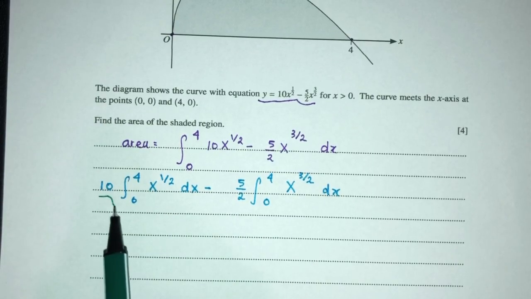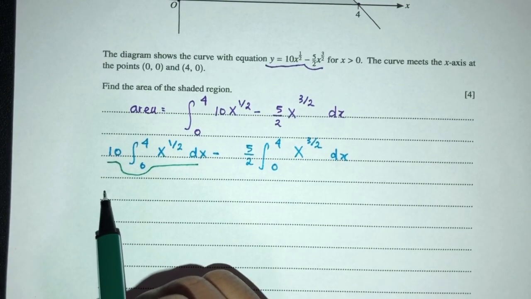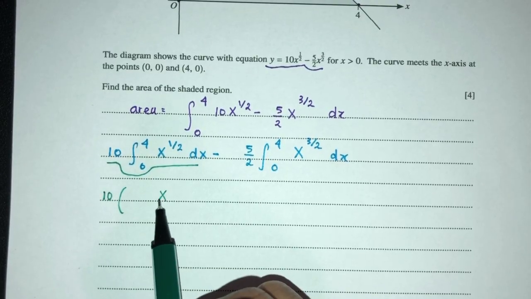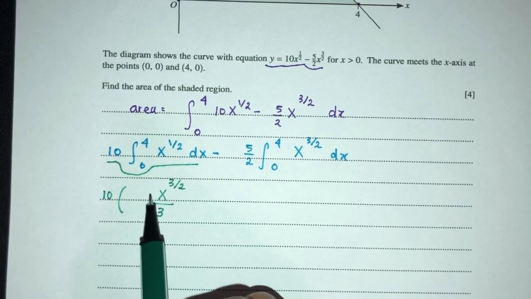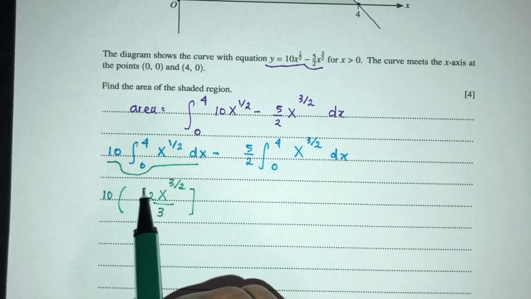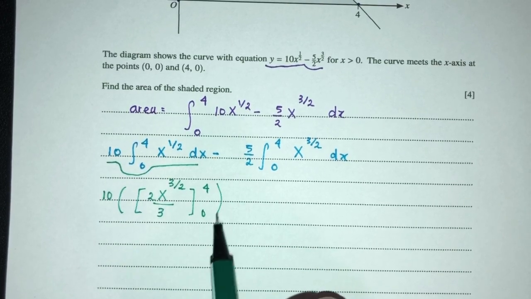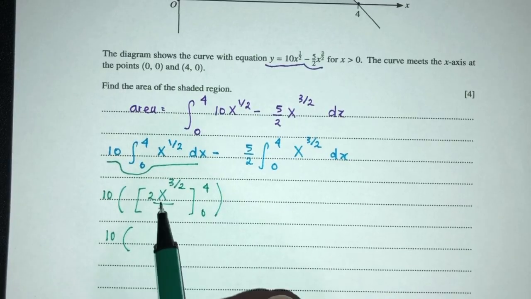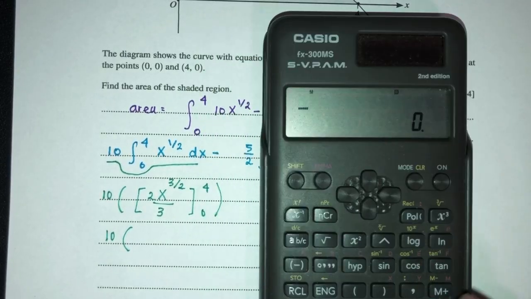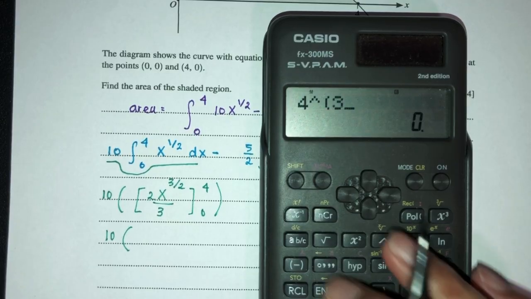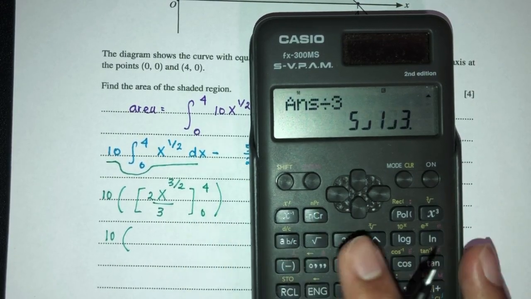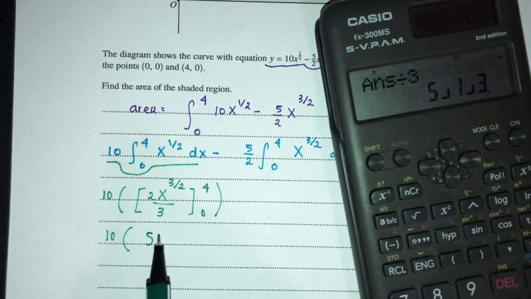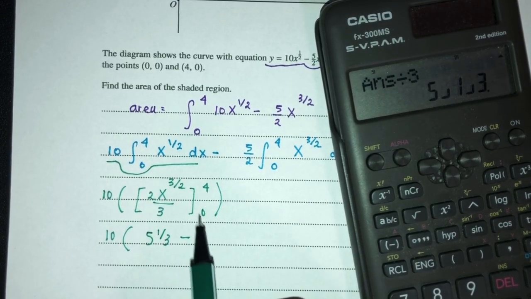For this first part here, 10 is standard outside. So here we have x, we have to increase the power by 1, that should become 3 over 2. Then divide by 3 over 2, become 3 here and 2 here. And then we have the limits of 4, 0. Right, 10 is 10. Now x become 4 here, so let's do this. So 4 power 3 over 2. So here we have this value times 2 divided by 3. Then minus, if you replace 0, that will become 0.